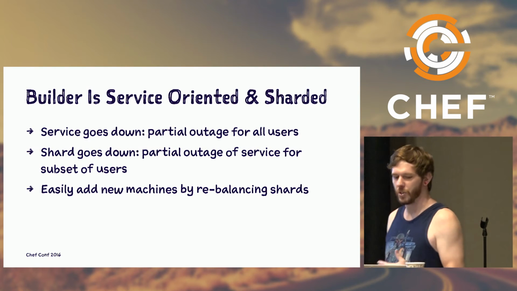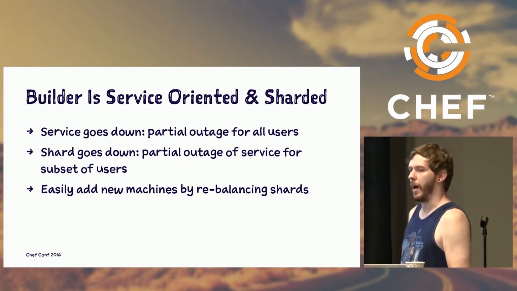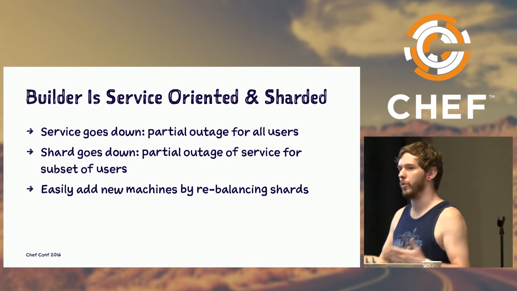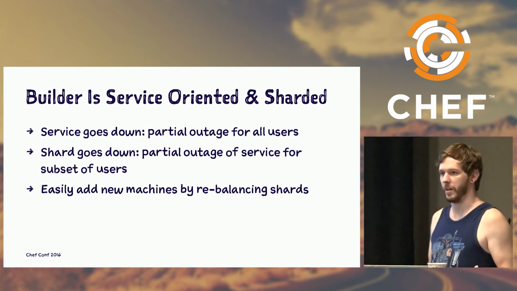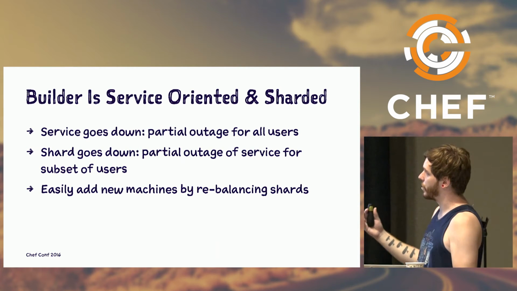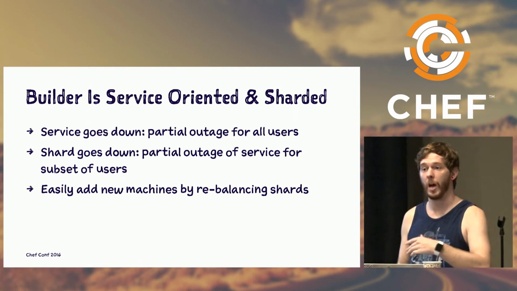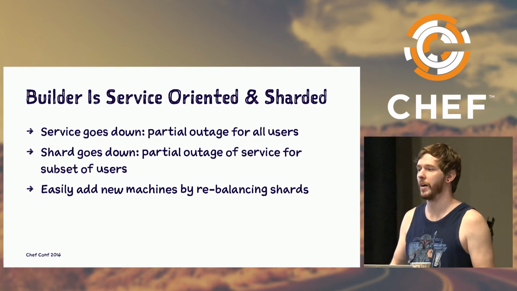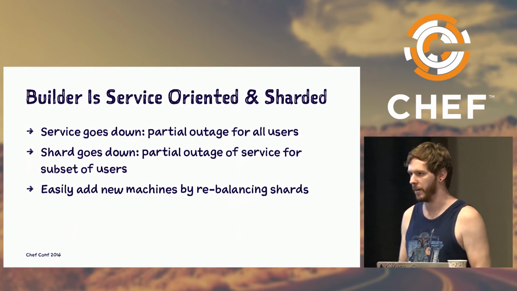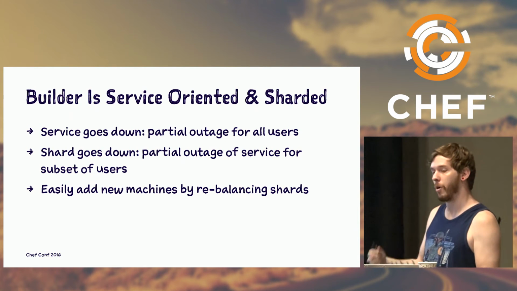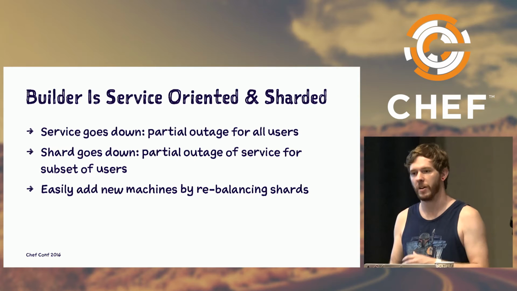So Builder is service-oriented and sharded. Like I mentioned about outages, one of the reasons that we did this was to prevent full outages of our system. We also did it to distribute out. But if a service goes down, you only have a partial outage for that service. So if the job server goes down, it's okay. You can still log in and download packages and everything's fine, but you can't make new jobs. If a shard goes down, you only get a partial outage of that service for a subset of users.